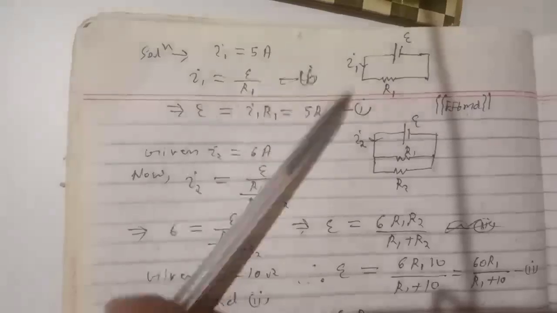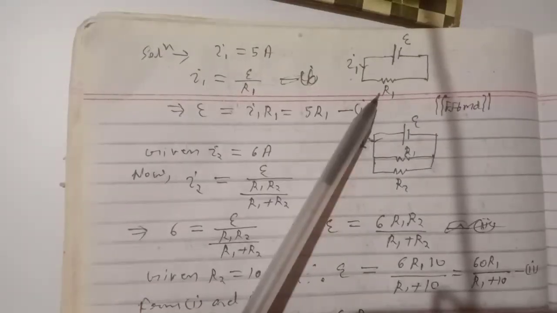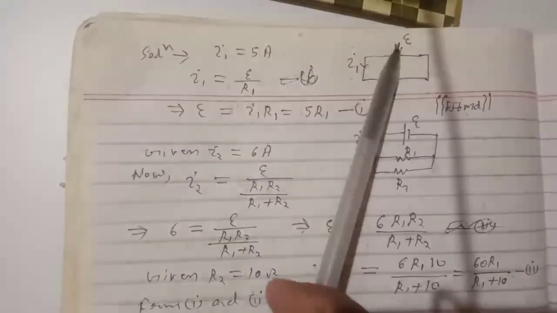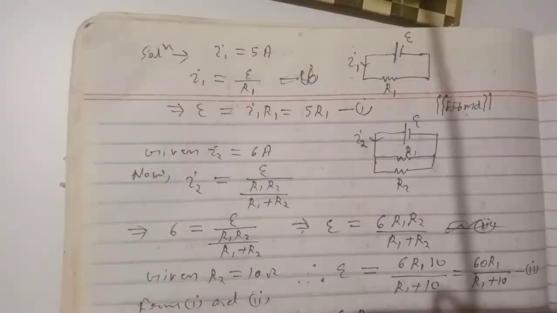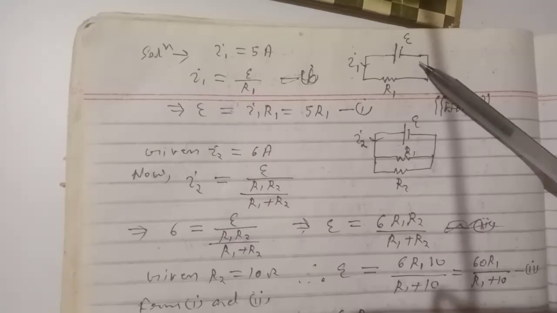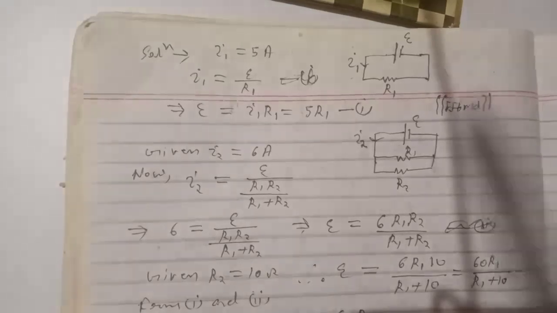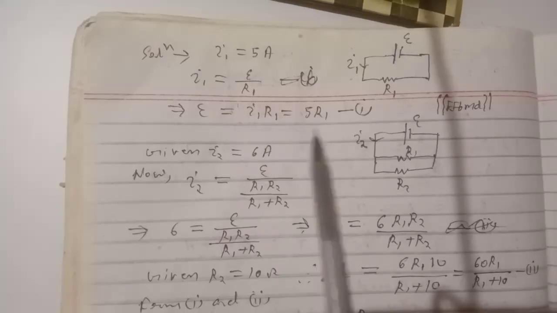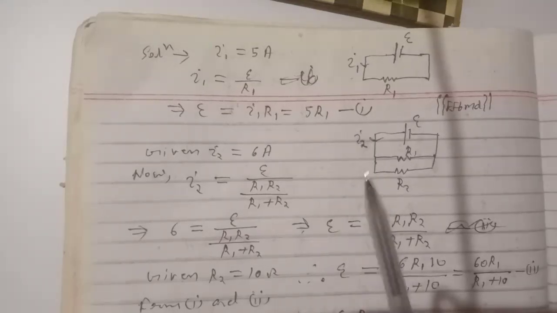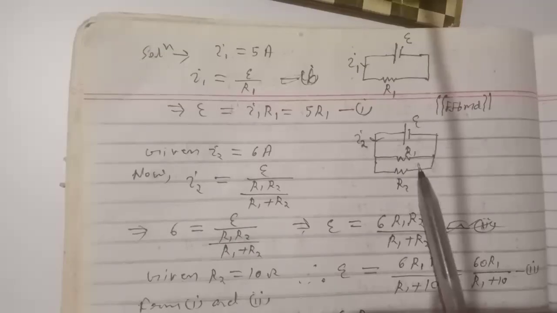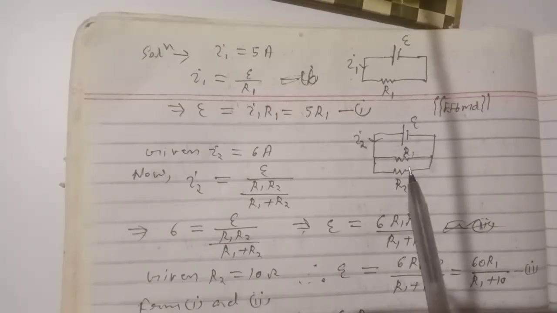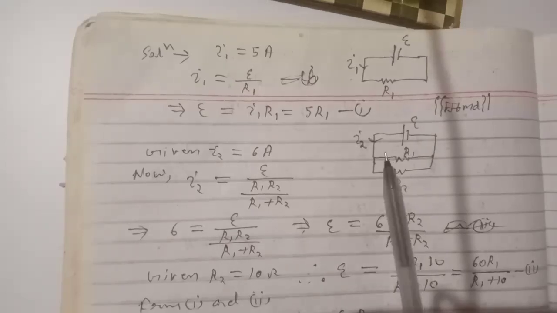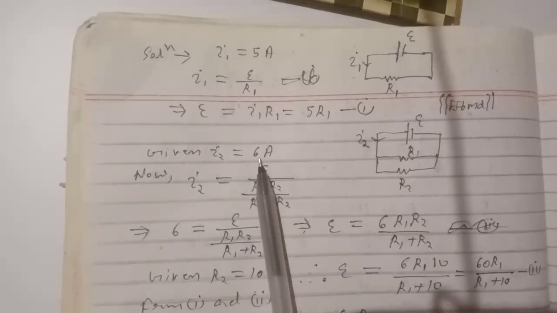That is, current I1 is flowing in this resistor R1, and its value is given as 5 ampere, and this is the EMF of the battery. So we know that I1 will be equal to E by R1, so E equals I1 R1 equals 5 R1. This is equation 1. Now when another resistance R2 is connected in parallel, the current in this circuit becomes I2. So here I2 equals 6 ampere.